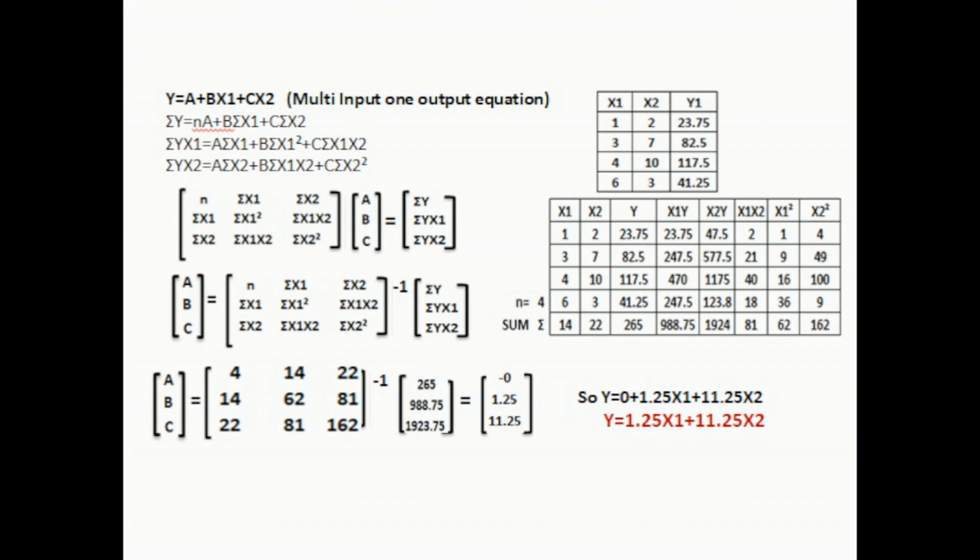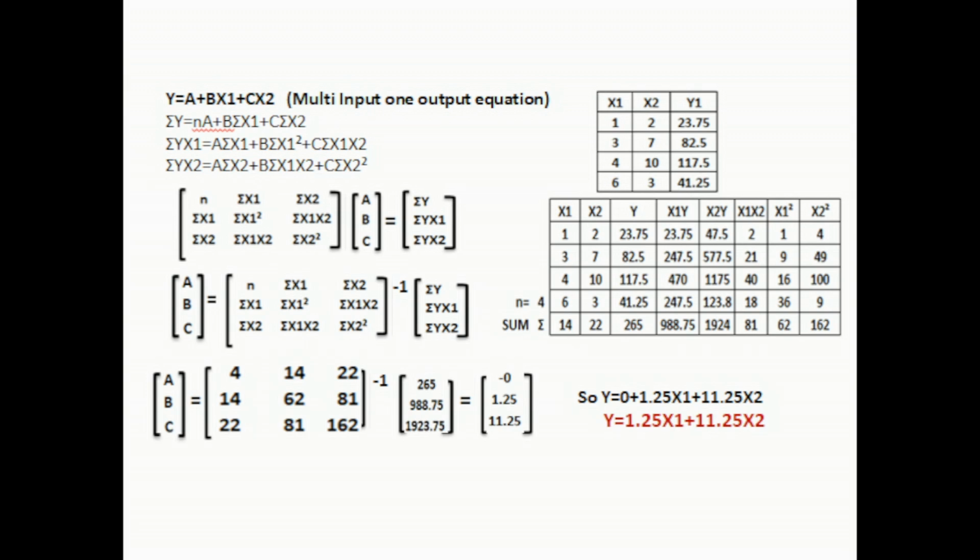Sigma x1y is equal to a into sigma x1 plus b into sigma x1 square plus c into sigma x1 x2. Sigma y x2 is equal to a into sigma x2 plus b into sigma x1 x2 plus c into x2 square. Now on the right side you see the second table, where the various summations for x1, x2 and y have been found out.